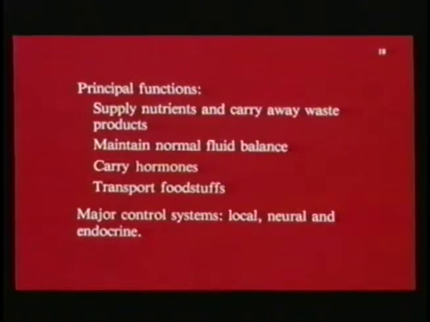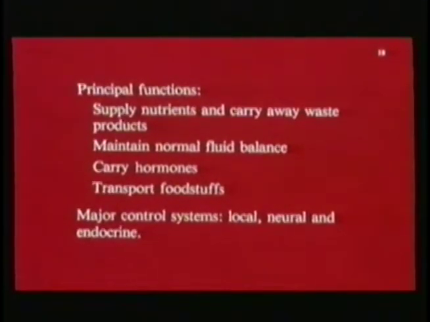18. The principal functions of the peripheral circulation are to supply nutrients and carry away waste products, to maintain a normal fluid balance in the tissues, to carry hormones from glands to target organs, to transport foodstuffs from organ to organ. The three major control systems are local, neural, and endocrine.